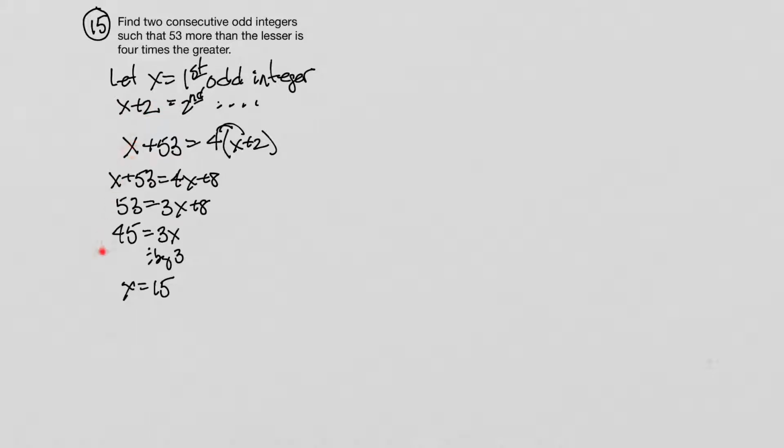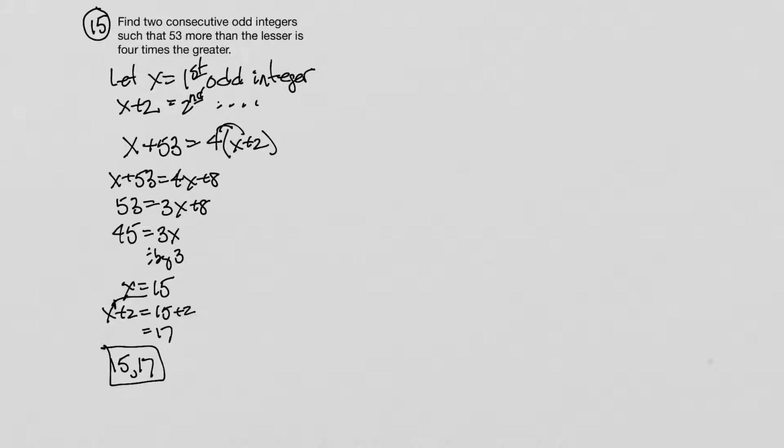This is x plus 2. I'm going to write that right down here. Okay, so I've got x. The next one's x plus 2. That's equal to, there's x, 15 plus 2 is 17. So they're both odds. I got them, they're consecutive. So the two odd integers we're looking for are 15 and 17.